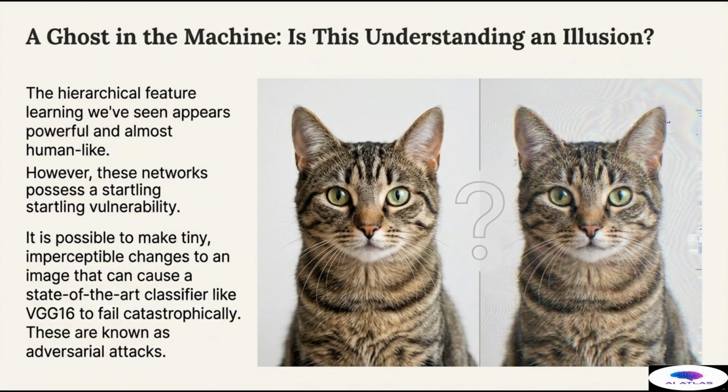This distinction makes these networks susceptible to what are known as adversarial attacks. It is possible, through careful calculation, to introduce tiny, often imperceptible changes to an image, noise that a human cannot see, that will cause a state-of-the-art classifier like VGG16 to fail completely and catastrophically. This ghost in the machine raises deep questions about the security and reliability of AI systems, particularly as we integrate them into critical applications like medicine and autonomous vehicles.